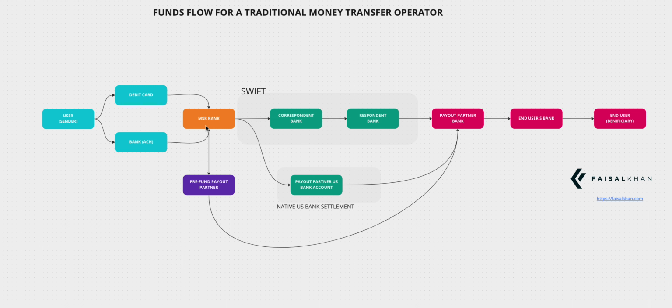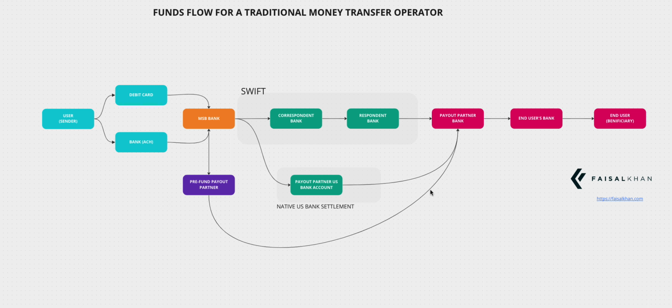Now, the MSP doesn't want to block its capital, so they tap into a pre-fund payout partner. The pre-fund payout partner already has an existing relationship with the payout partner bank. Let's say $1,000 needs to go, they will give it $1,000 immediately. They'll probably do a local transfer from one of the banks, and they will push it out over there. But if they do that, then they are in the flow of funds.